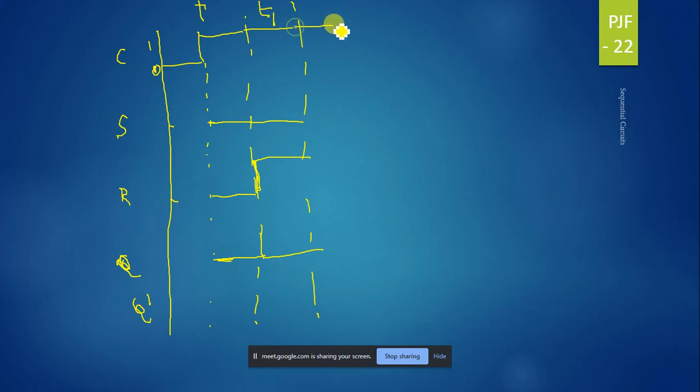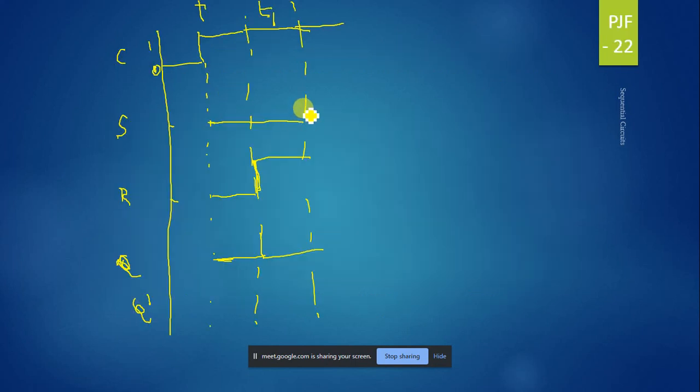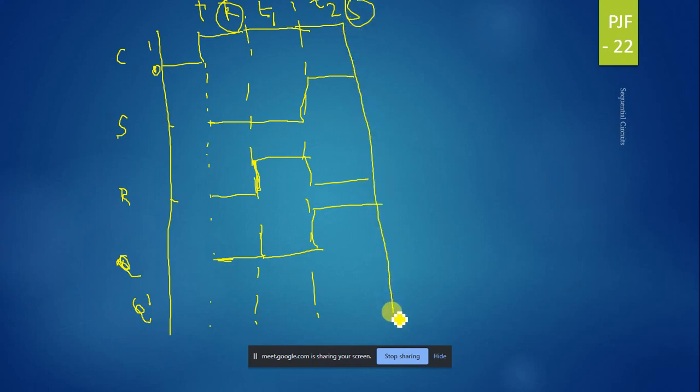In the second combination, the clock is also high, right? So what do we have? We have S as 1 and R as 0. So S is triggered to 1, this one, and R is triggered to 0, this one. And Q will be set to high. This is the T2 position. This is the reset position T1, and T2 is the set position. That is the time period T1, T2, like that I have taken.